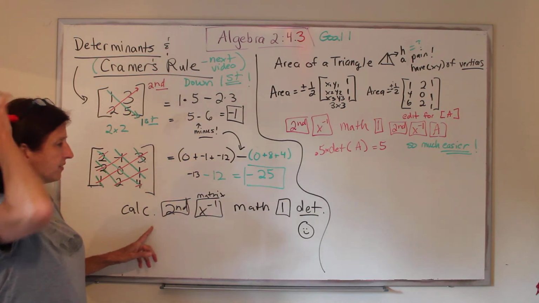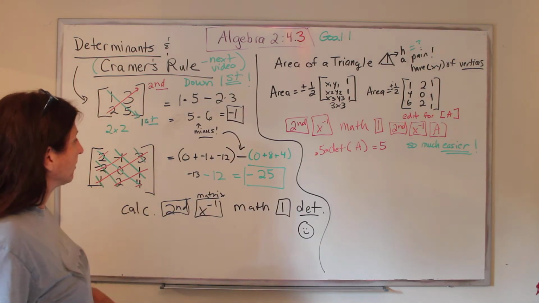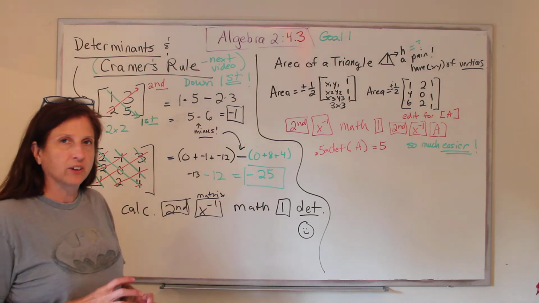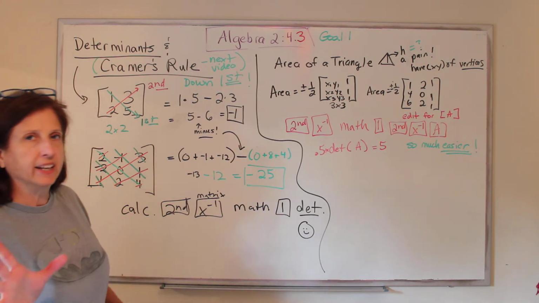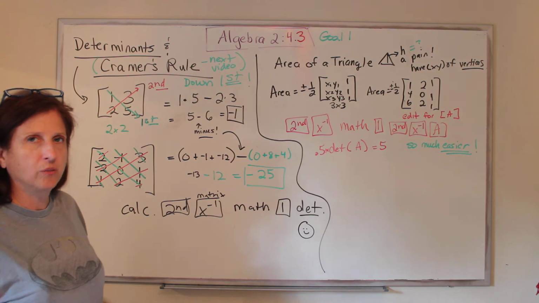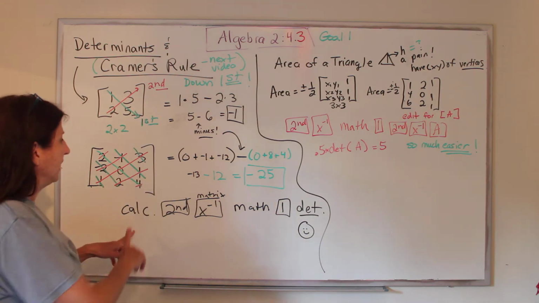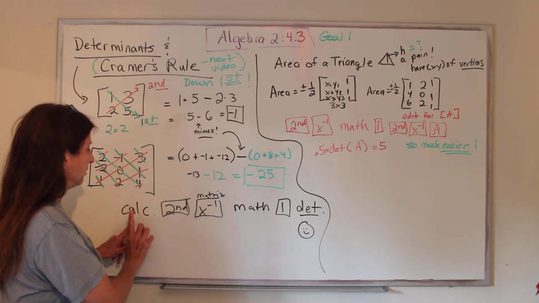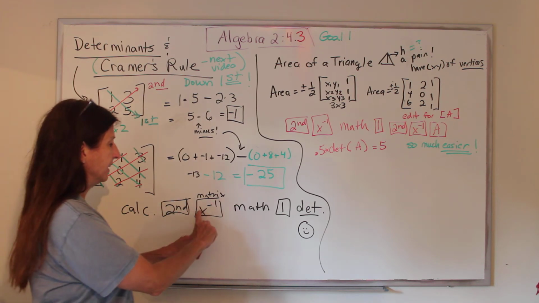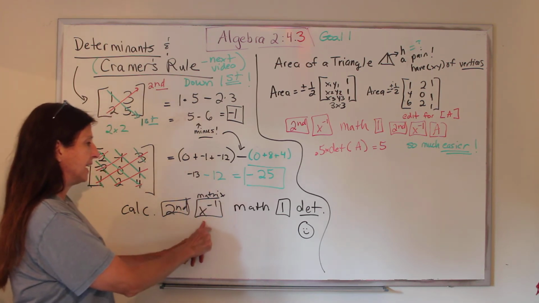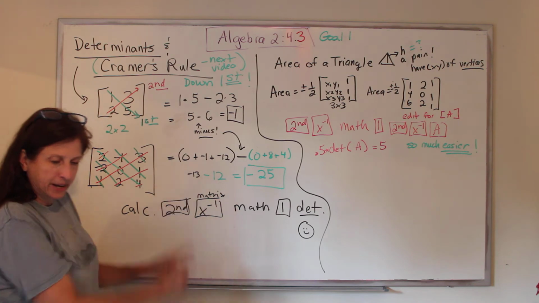Now, how do you do this on your calculator? On your calculator, you go in and put the matrix in, and under Edit, if you don't know how to do that, go watch the video. And then on your calculator, you do second x to the -1, and the second function of the x to the -1 button is matrix.